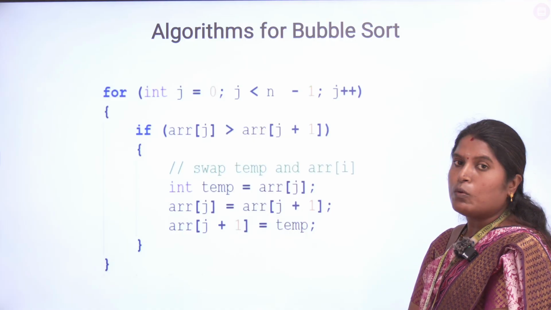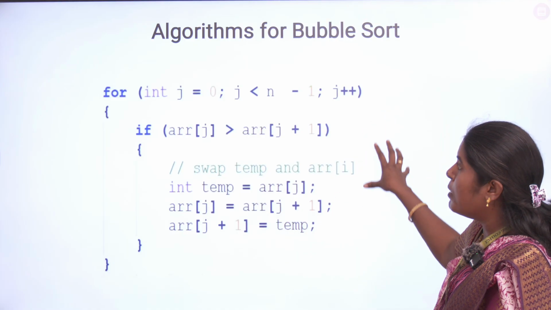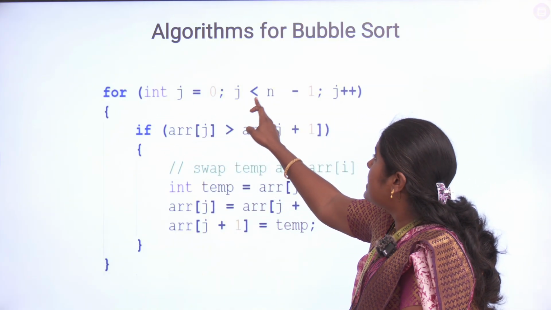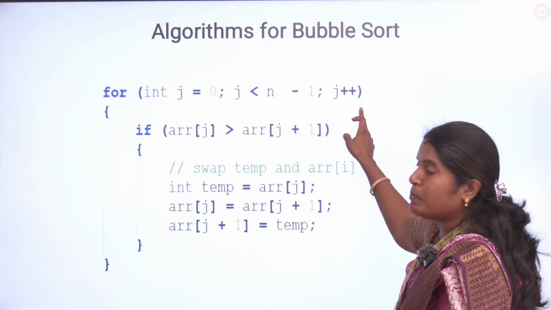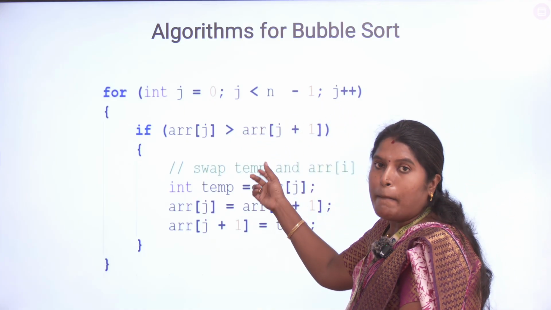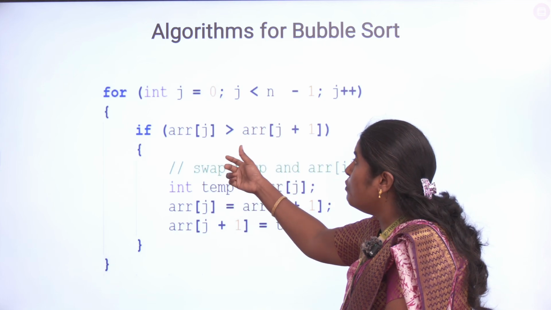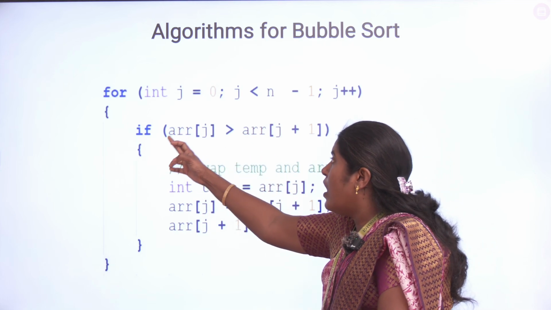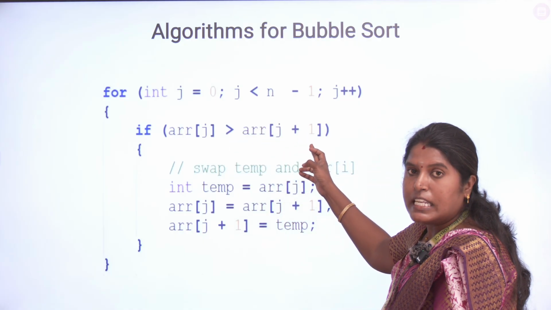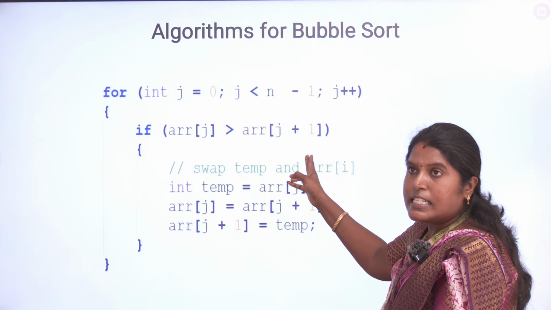So before going into that, this is the implementation part of a bubble sort. See here, for int j is equal to 0, j is less than n minus 1, j plus plus. We are using a for loop. Inside the for loop, we have to compare the adjacent elements. For that, we are using an if statement: if array of j is greater than array of j plus 1. We are comparing the adjacent elements.